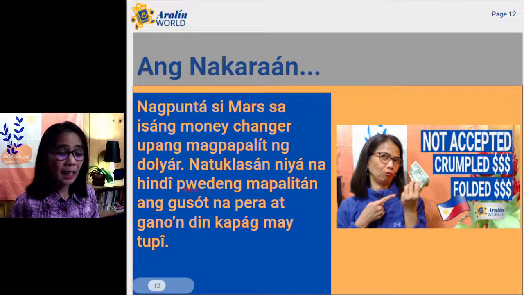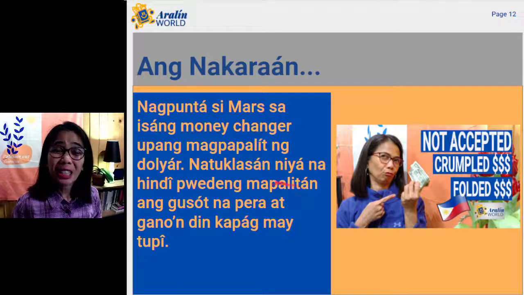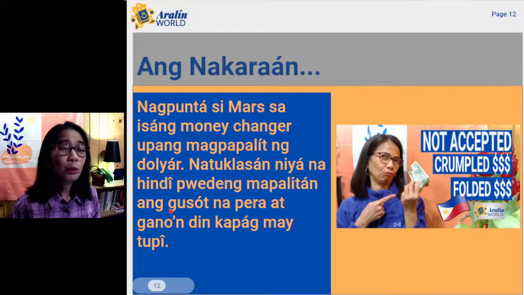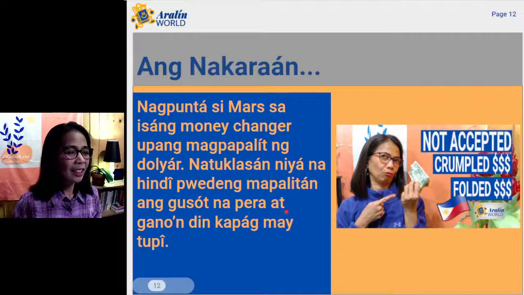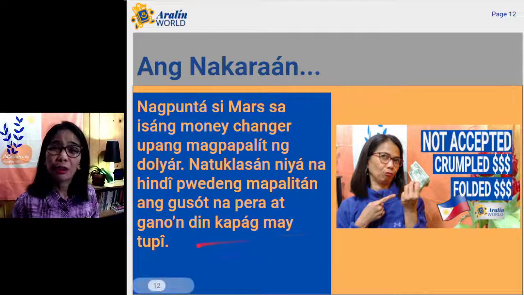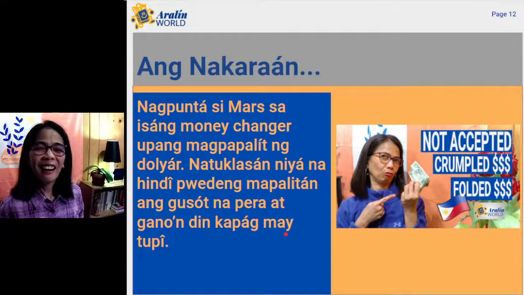And then what was it that he realized? Hindi pwede. Hindi pwede means it's not possible. Hindi pwede. Mapalitan, to exchange. Not possible to exchange. What is it that is not possible to exchange? Gusot na pera. Gusot na pera means a crumpled dollar bill. Okay? And also, another case is the may tupi. May tupi means folded. Okay? That is the ang nakaraan.